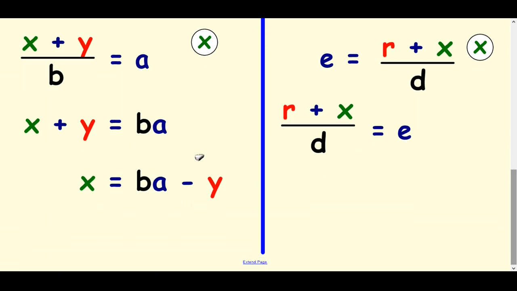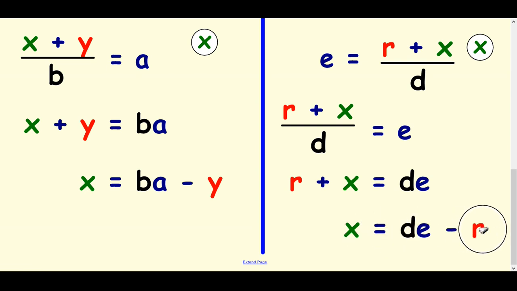Then it just becomes very similar. You're dividing this side by d, so do the opposite. Take the d over the other side and multiply. And finish it off by taking away the r. I know the r is at the front, but it's still been added. So the opposite of add r is take away r. And you're done.